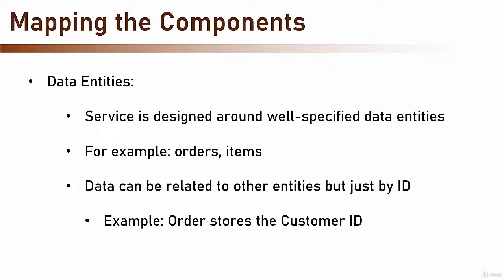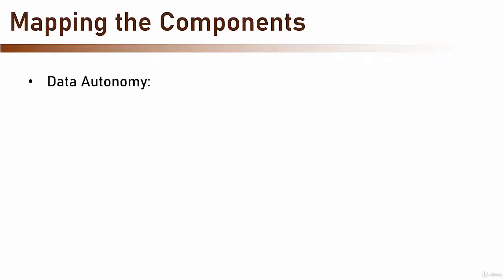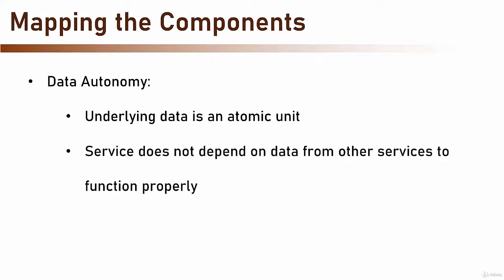Our services are still designed around specific entities, but in real life, there is always a relationship between entities. Now, the last factor is data autonomy. This factor actually builds on the data entities factor and adds to it the fact that the underlying data is an atomic unit. What this means is that the service does not depend on the data from other services to function properly. If that happens, it's a sign we messed up our architecture and we should work on it again and probably include this external data in our service.